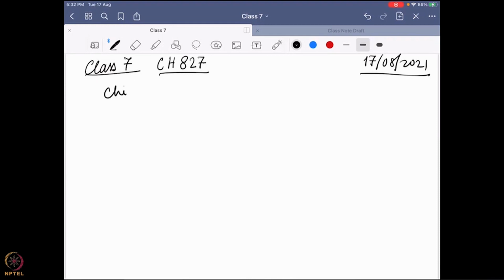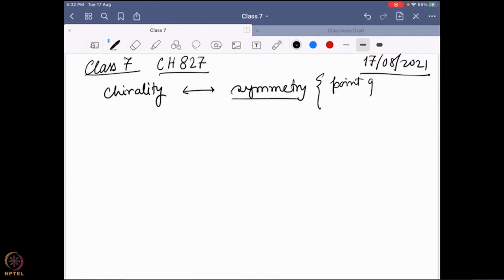How chirality of a molecule is actually connected with the symmetry. And in the symmetry, two important parts will come. One is the point group, and the other thing is the character table. So we'll again slowly build up our story.